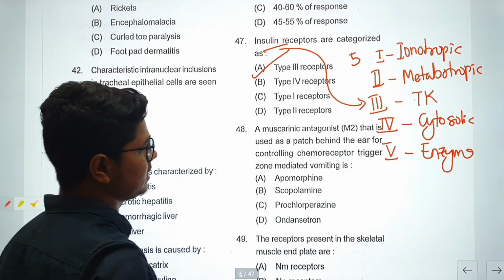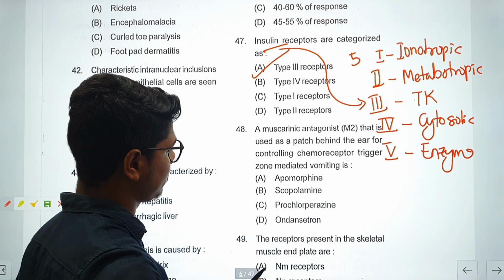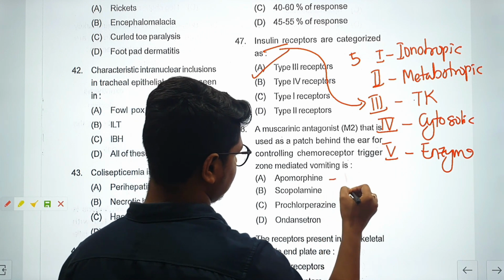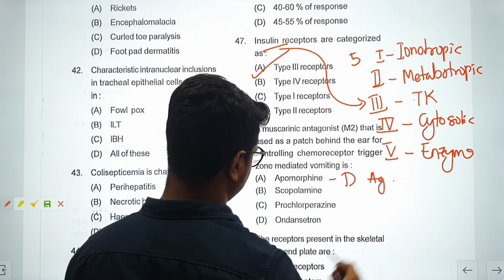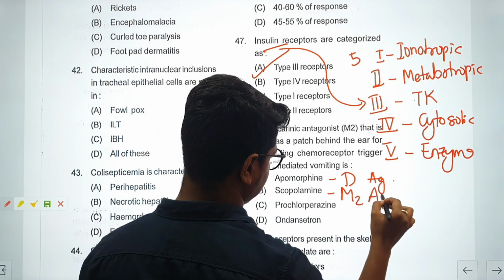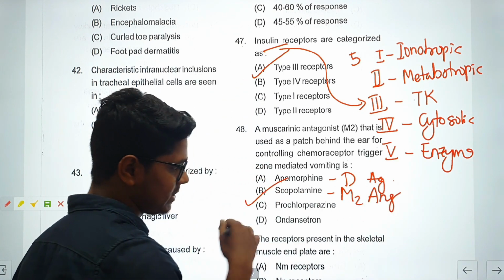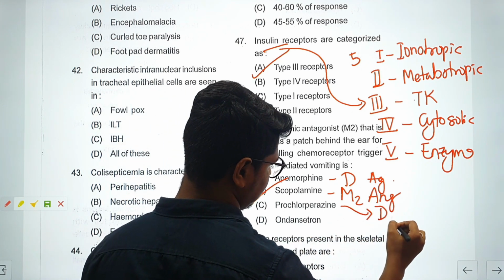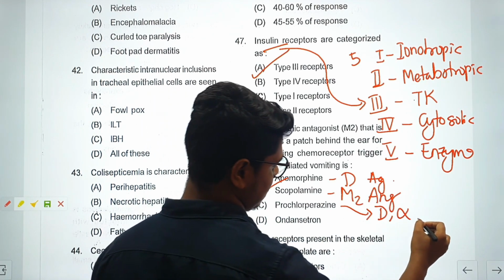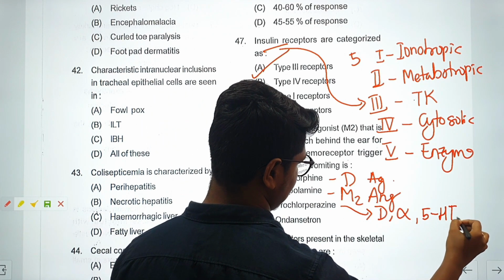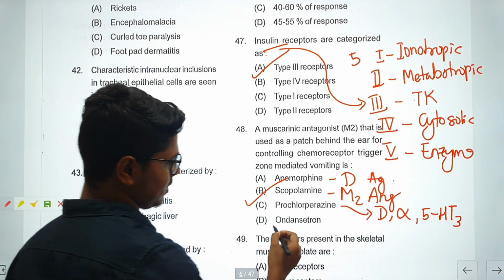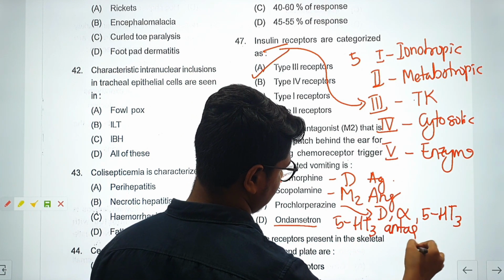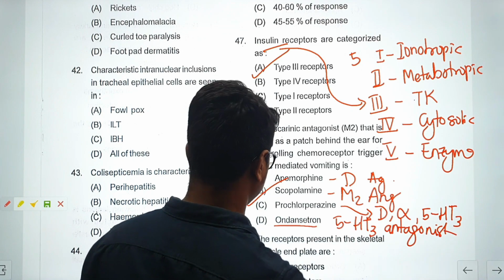A muscarinic antagonist that is used as a patch behind the ear for controlling CTZ, chemoreceptor trigger zone. Apomorphine is a dopamine agonist. Scopolamine, this is an M antagonist. Answer is scopolamine. Prochlorperazine is basically a phenothiazine. If you have seen my phenothiazine class, they bind to dopamine receptors, alpha adrenergic receptors, and also 5-HT3 receptors and many other different receptors. Ondansetron is basically a 5-HT3 antagonist.